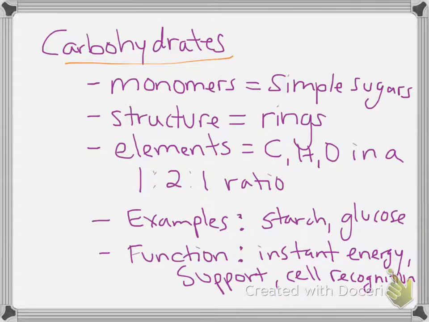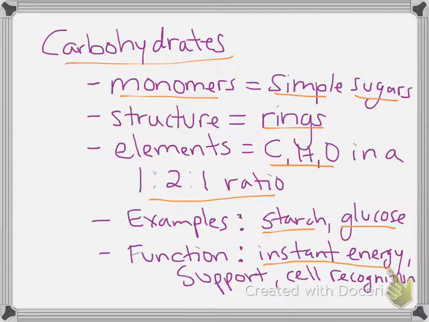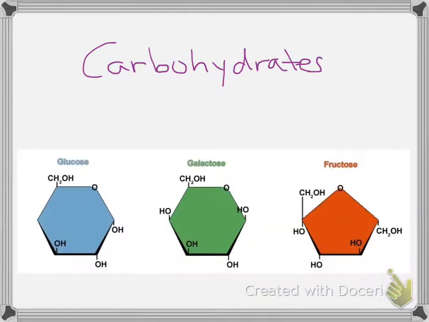The carbohydrates are made up of the monomers, or the building blocks, called simple sugars. They have a ring structure. Their elements are CHO in a 1:2:1 ratio. Our examples are starch and glucose. There are many more examples than that, but their main function is instant energy. They're also used for support, such as cellulose, and cell recognition. We find those on the outside of cell membranes.